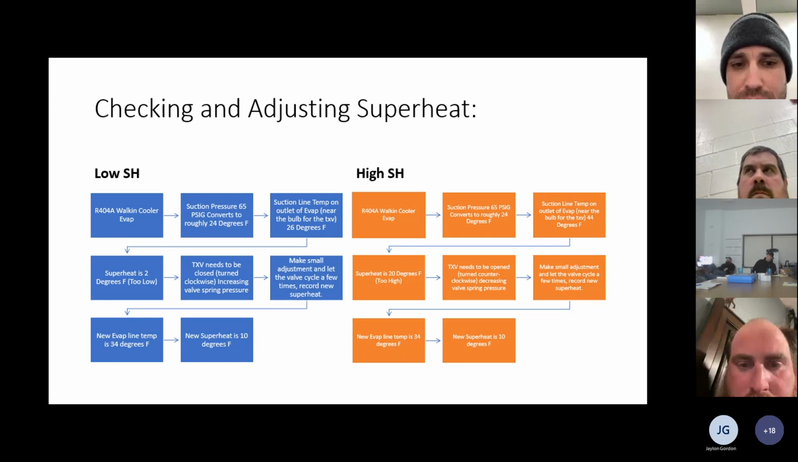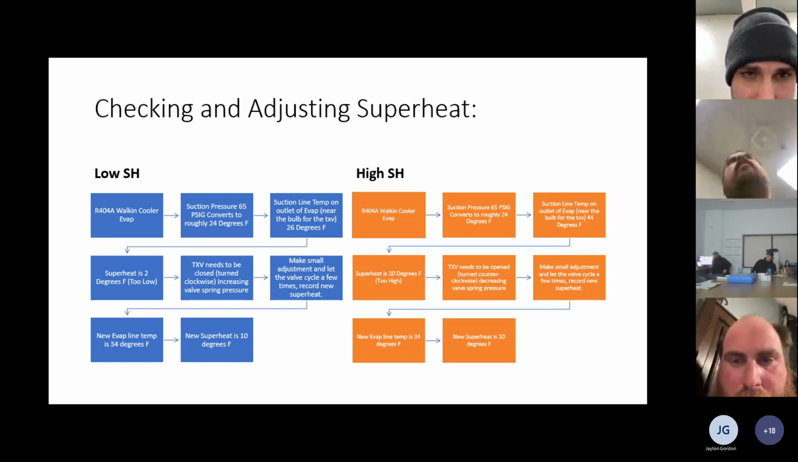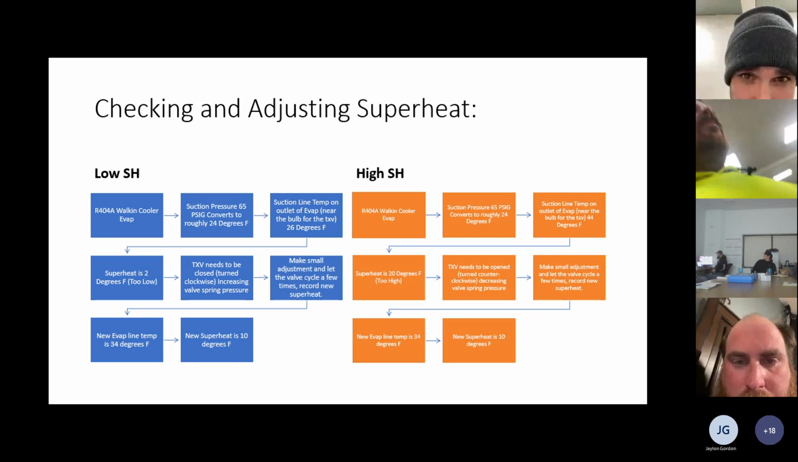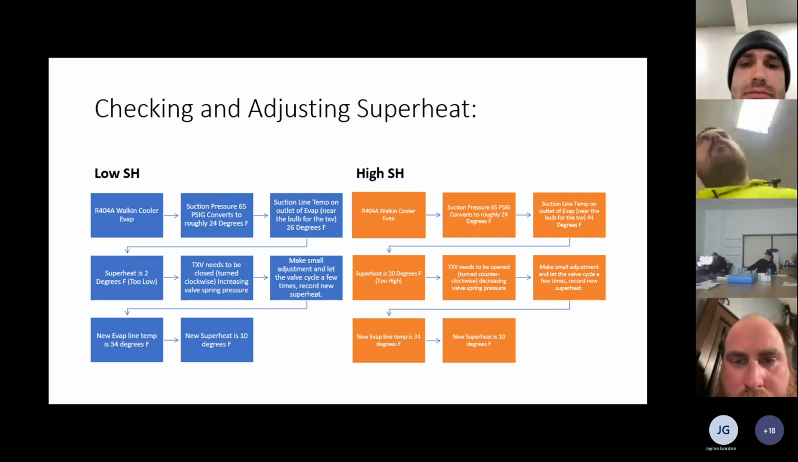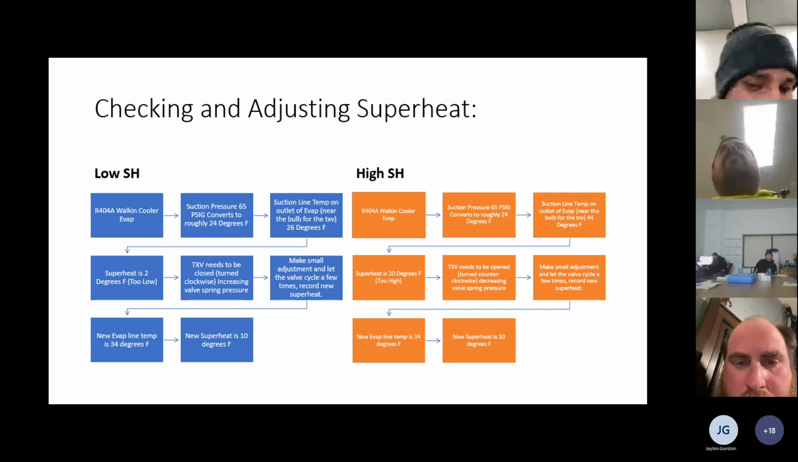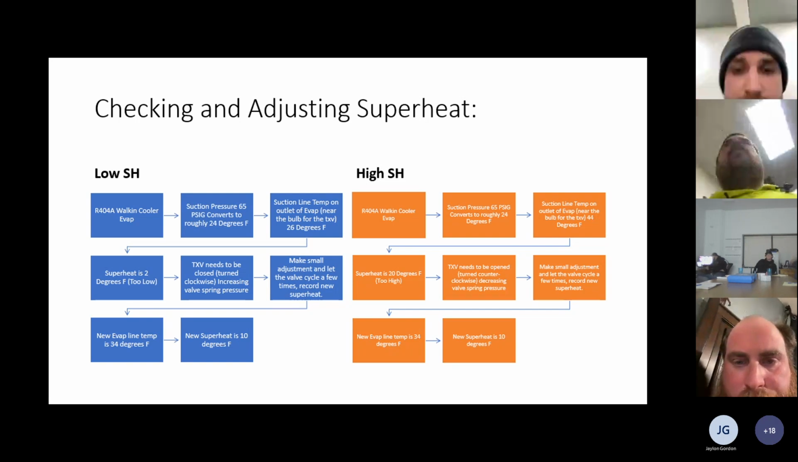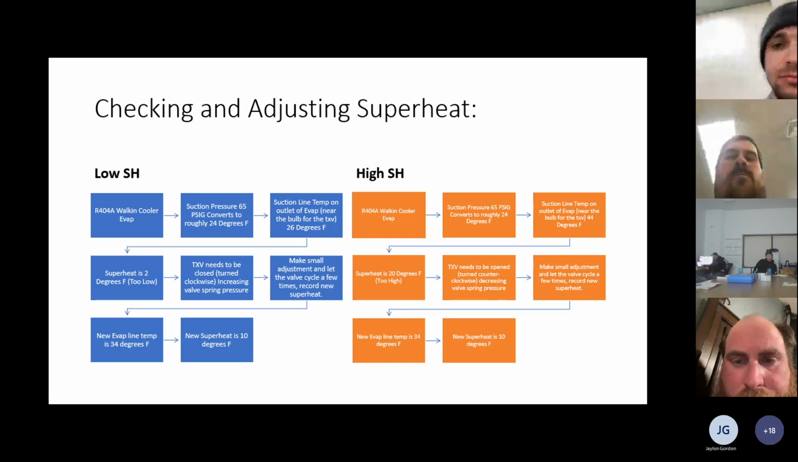So for this slide here, I have to look at my actual laptop because I can barely read what's up there. But I think what I did here was just come up with some examples of checking and adjusting superheat. So we'll just go through it quickly.